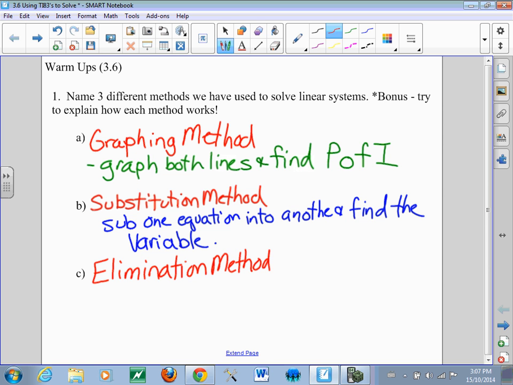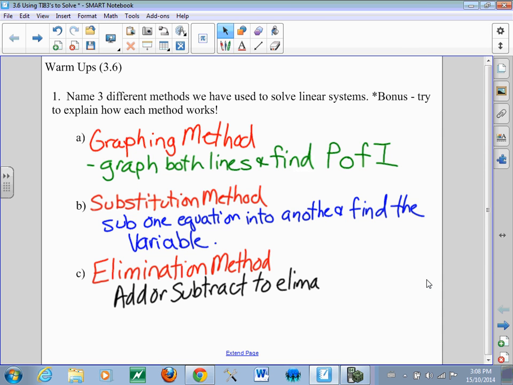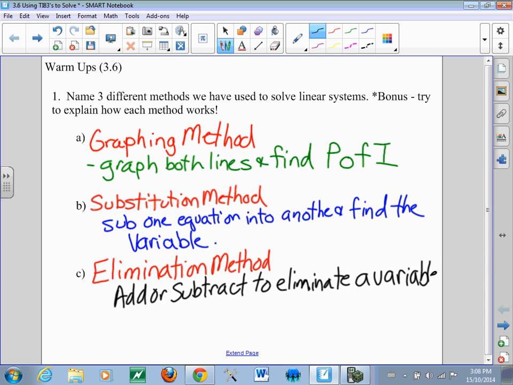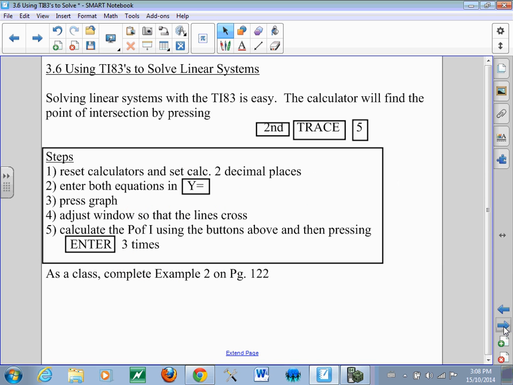And the last method we learned most recently was the elimination method. So to do that, folks, you're going to line your equations up and you're going to add or subtract to eliminate a variable. Sorry, let's fix my spelling there. Eliminate a variable. So you solve for the remaining variable, and then of course, again, you take that variable that you solved, you sub it into one of the equations and find the other one. All right, so there's the warm-ups.